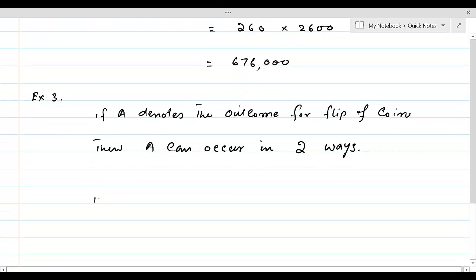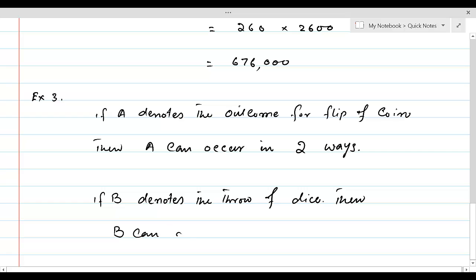Similarly, if B denotes the throw of a dice, because a dice has 6 faces, then B can occur in 6 different ways.